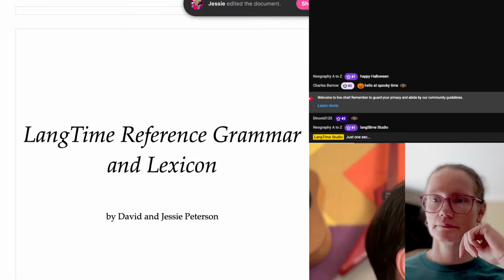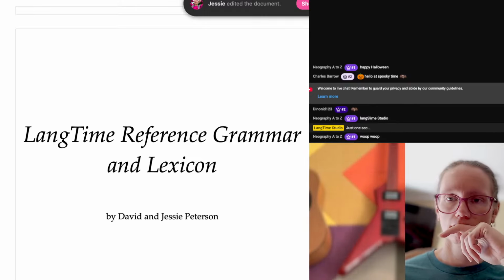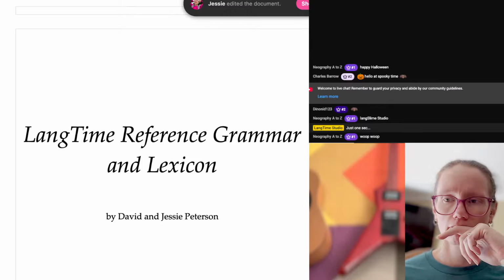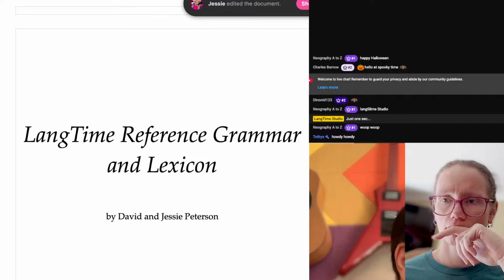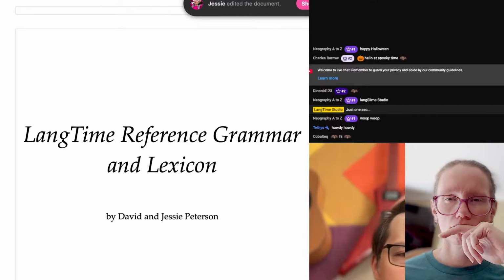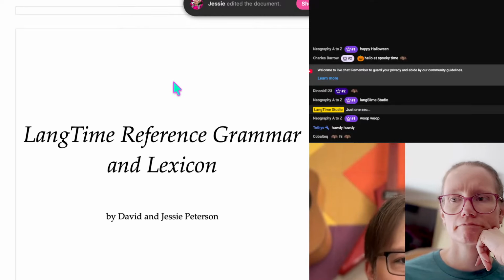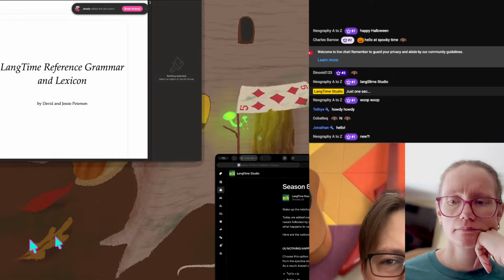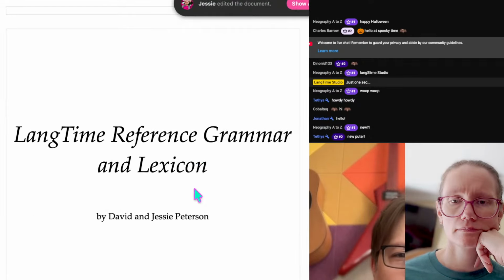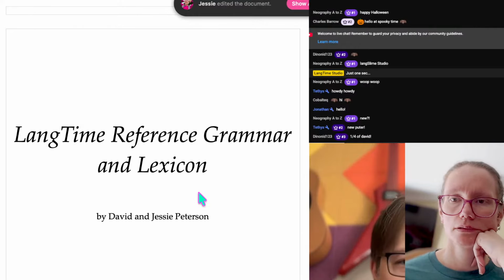Welcome to this spooky edition of LangTime Studio, where my camera is misaligned. Because for the first time I'm using the camera on the new MacBook Pro, I have to kind of fix things. And so I'm going to have to adjust the camera. This is the last episode of LangTime Studio before my least favorite holiday, American Halloween.